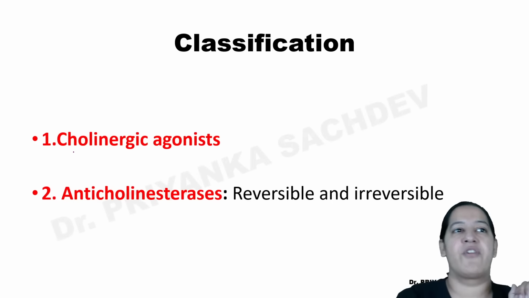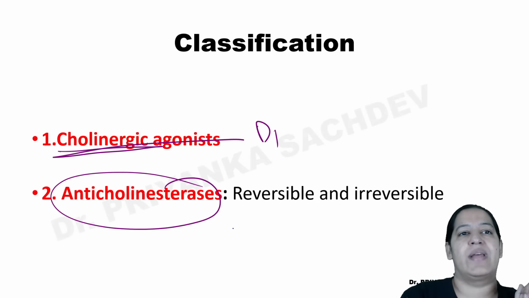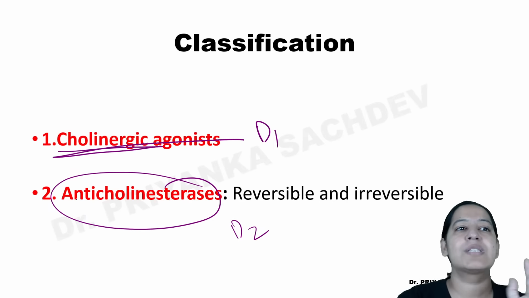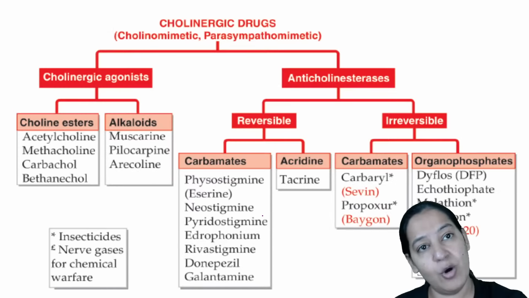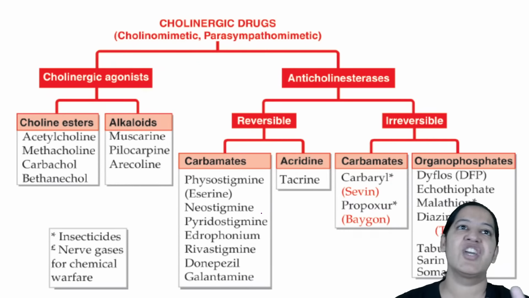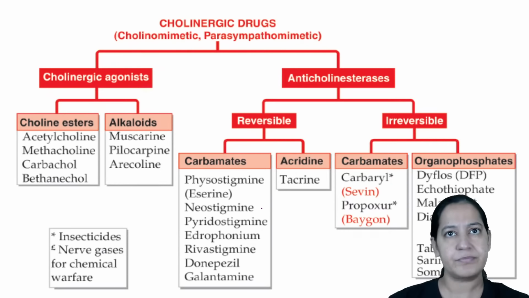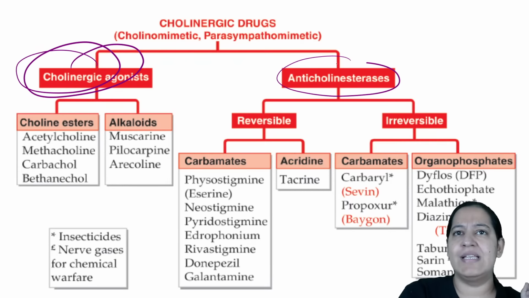So there are two types of drugs: cholinergic agonist, that is D1, and anticholinesterase, D2. Don't get confused. This anticholinesterase is not anticholinergic drugs. These are anticholinesterase drugs. So this is the classification in front of you. Let me tell you the classification quickly, then we will come to the next heading. So cholinergic agonists are there and anticholinesterases are there.